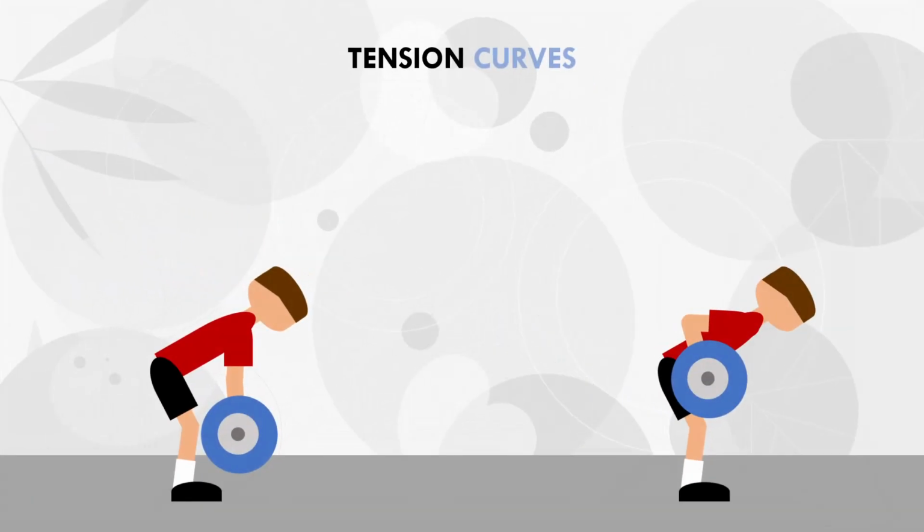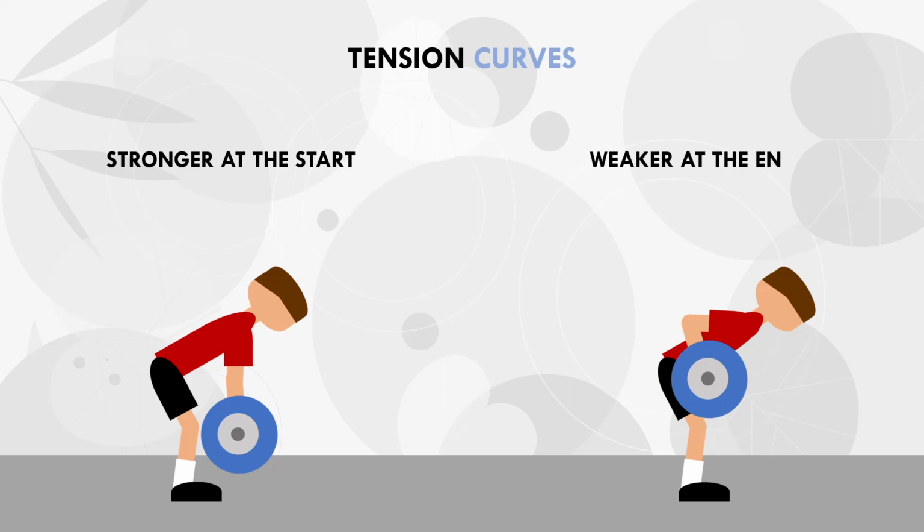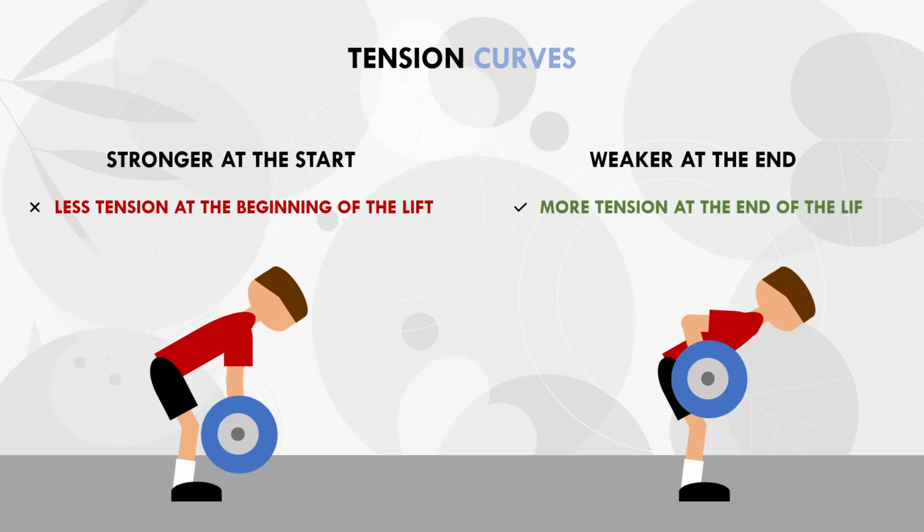Barbell rows are a good example to explain this idea. This movement pattern naturally has a descending tension curve. This means it is easier at the start of the lift when the arms are extended, and harder at the end of the lift when the barbell is close to the body. So the issue here is that if we use a light load to maintain strict form, there will be minimal tension at the beginning of the lift, and we only really get a significant stimulus at the end range.